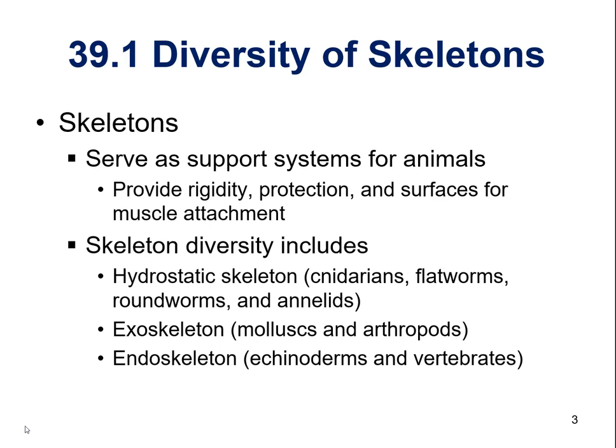So in terms of diversity, right, there are hydrostatic skeletons, and we'll talk a little bit about that. Some examples of animals or groups of organisms that have hydrostatic skeletons: cnidarians, flatworms, roundworms, annelids, okay? And we've talked about this before, right? Exoskeleton. So mollusks, arthropods, right? Lots of insects have exoskeletons. And endoskeletons, echinoderms, right? And obviously also vertebrates.